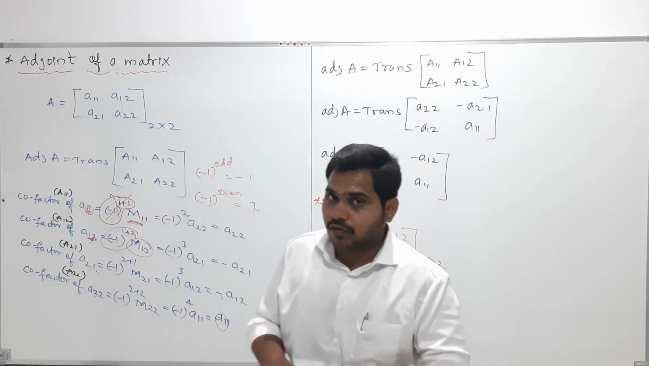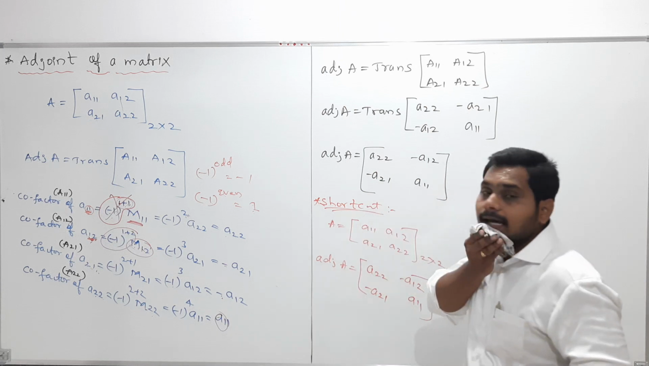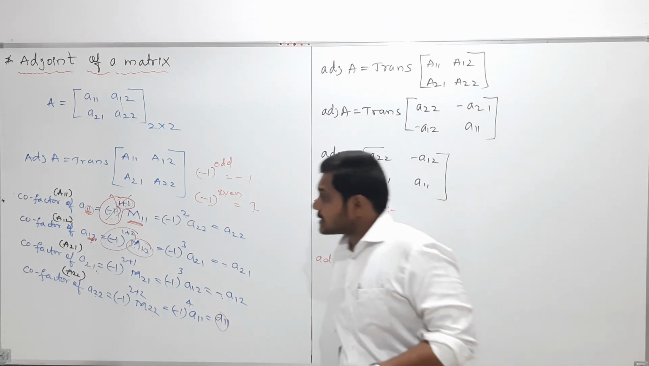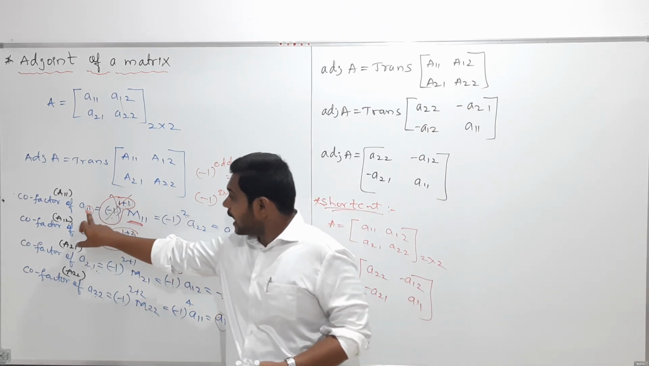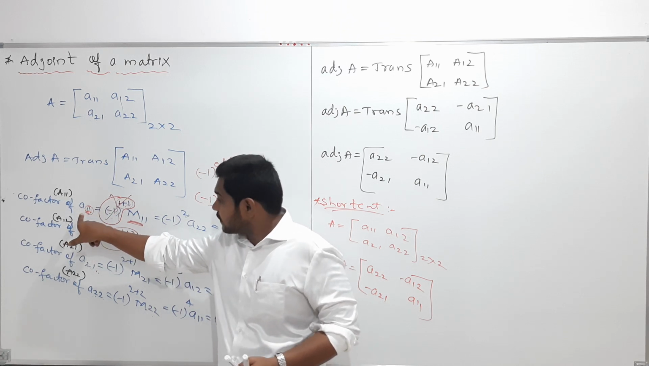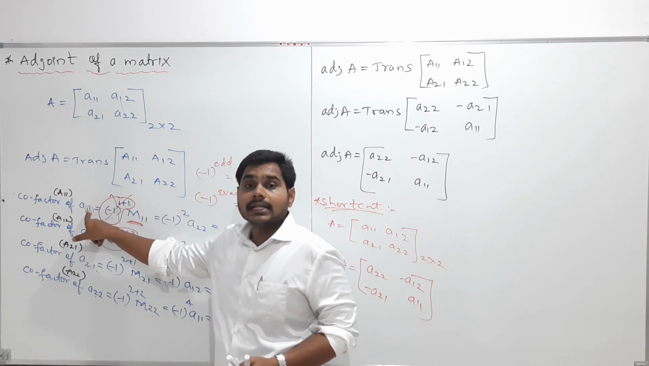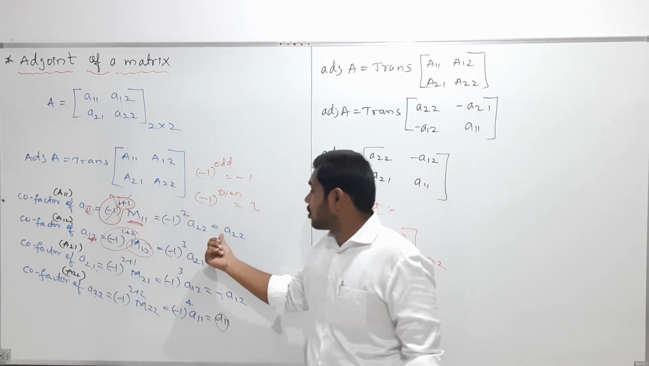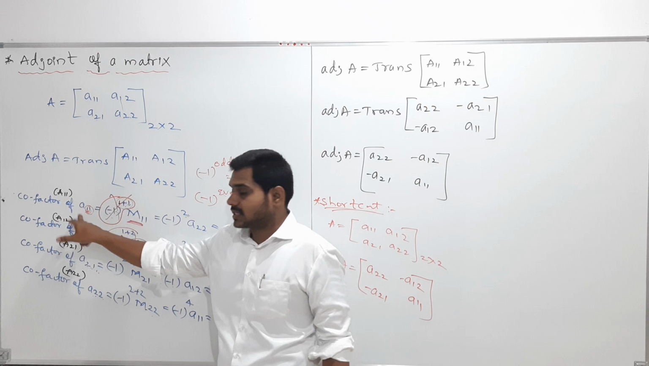If I want to solve for the cofactor, for the sign purpose I use this concept. What is that? Just add the subscripts. After adding the subscripts, if you get an even number, you should take the positive, and you should take the minor of this element.